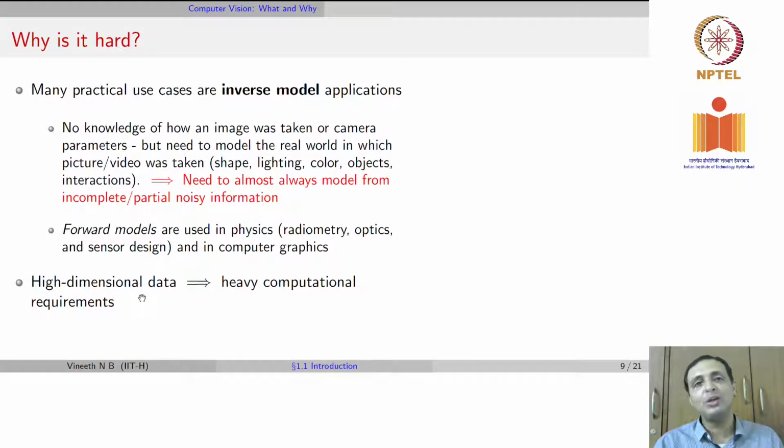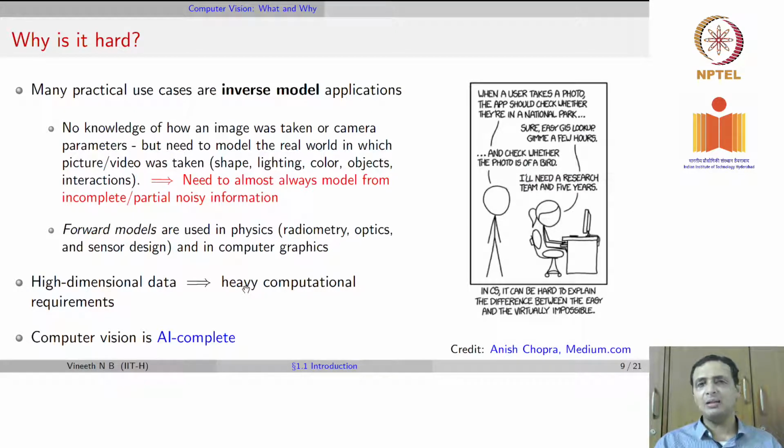And that's a very huge dimension to work with when you use machine learning algorithms for this kind of data. Which means image processing and getting understanding from such images has very heavy computational requirements. Another thing here is that computer vision is said to be what is known as AI complete.